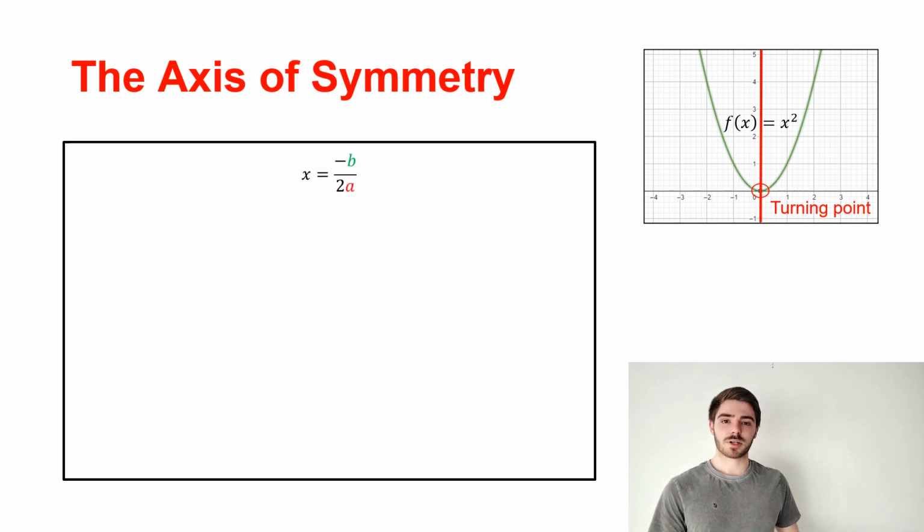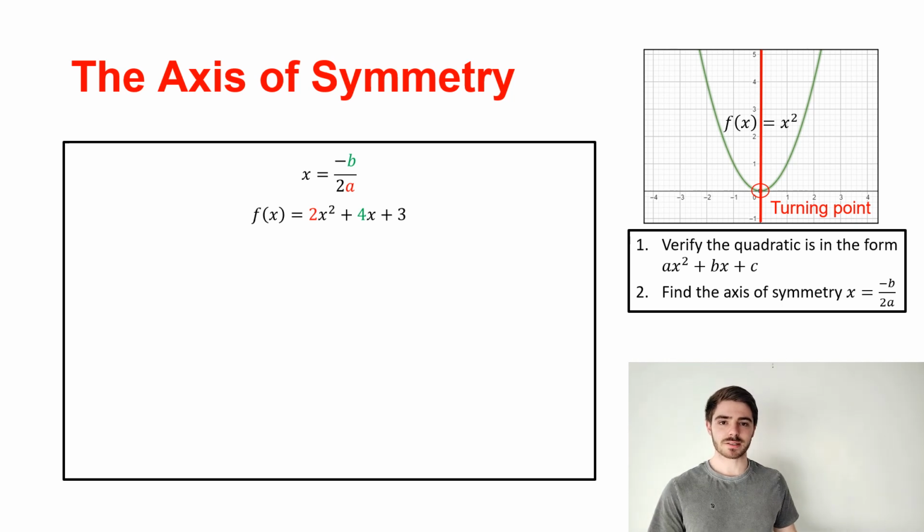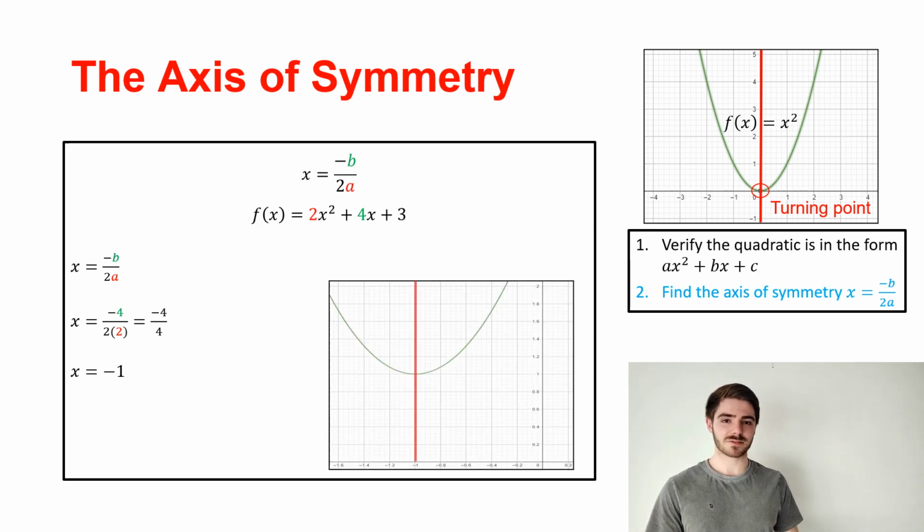For example, suppose we had the quadratic equation f of x equals 2x squared plus 4x plus 3. Step 1 is to ensure that the function is written in its general form, which in this case it is, so we're good to go. Step 2, substitute the coefficients into the equation and thus find the axis of symmetry. If we use this function as an example, we'll find that the axis of symmetry occurs at x equals -1.